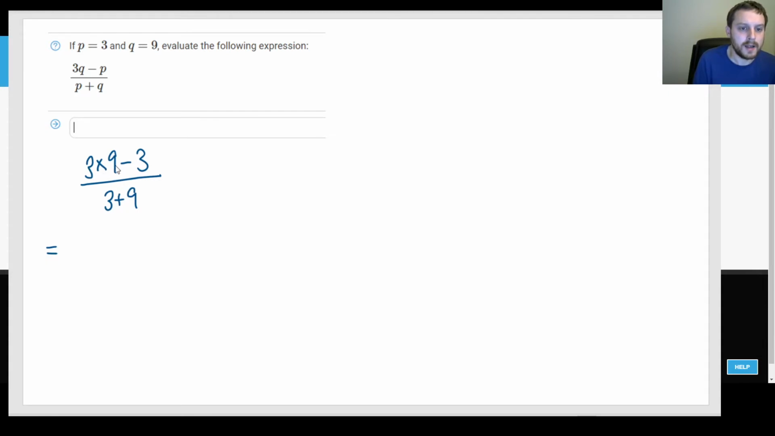So let's work out the top. 3 times 9 is 27. Take away 3 is 24. Let's work out the bottom. 3 add 9 is 12. Let's remember what this means. It means 24 divided by 12, which is just 2.